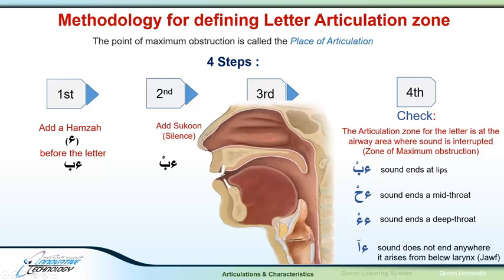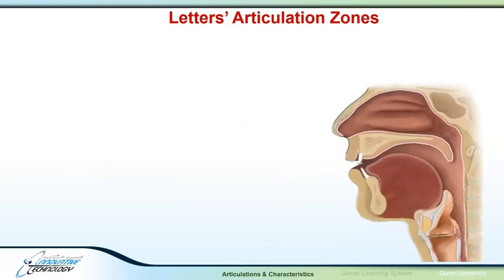is a vowel. There's no real obstruction to the air. As it causes the vibration of the vocal cords, it continues to exit without any real obstruction. And that's why we call it a jawf letter, which means the depth of the interior, since it's coming from below the larynx, from the jawf. And alif is the main vowel upon which other vowels such as the E and the O are based. Now we have gained enough background to understand the Arabic letters articulation points or zones.